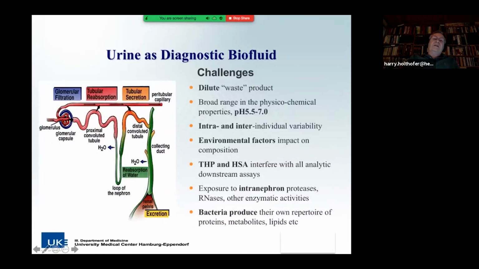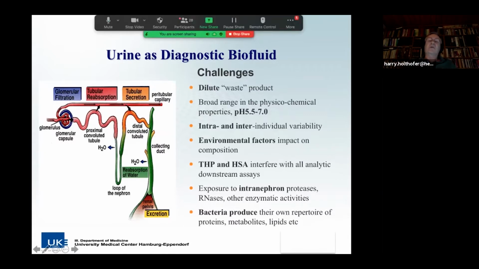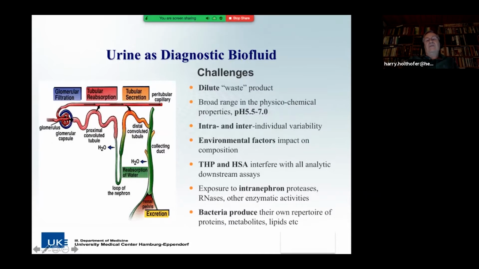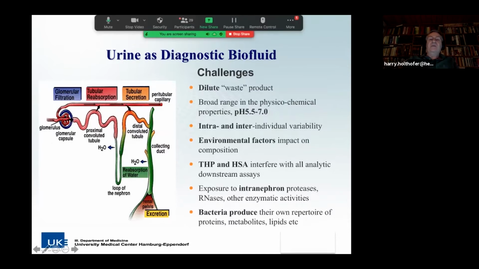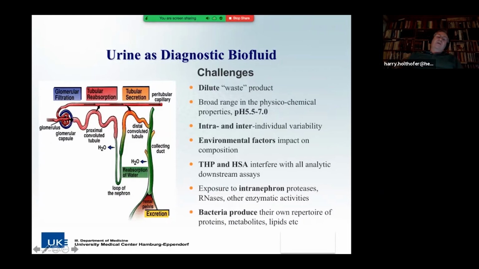Yes, of course, we understand that urine also has challenges. It's considered to be a dilute metabolic waste product, and of course it is. It has a broad range of physical chemical properties like pH range, which has its effects on, for instance, protein conformation. Urine also has intra- and inter-individual variability, which has to be considered. Environmental factors impact the composition of urine.